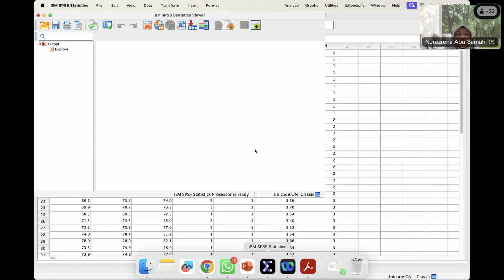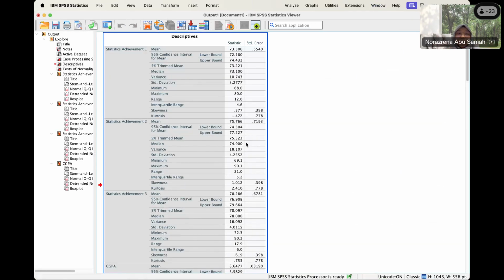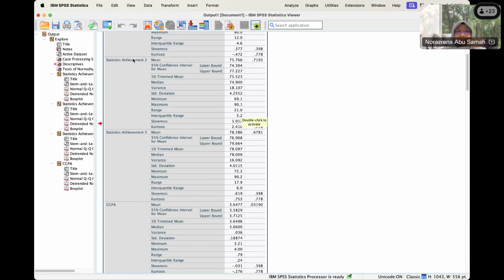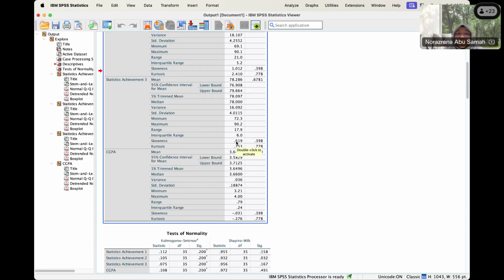And then you will get this output view. As I mentioned before, you will get this skewness and kurtosis. You can look at here. If the range is -1 until 1, it is normal. So this skewness for this one is normal. This one is also normal. But my second one is greater than 1, so not normal. This one also not normal. And then this one is less than 1, so it's normal. And based on this, kurtosis is also normal.